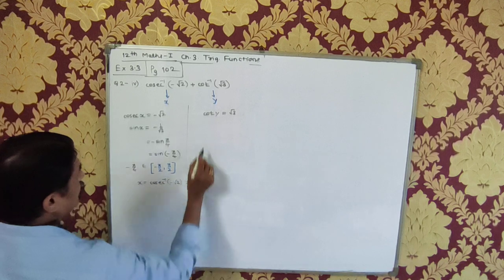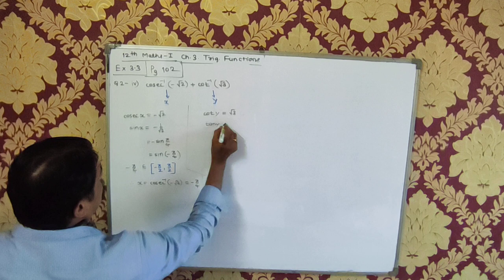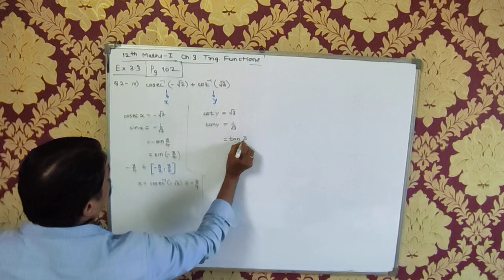Similarly, let me carry out this for cot y. What is tan y is equal to 1 upon root 3. That is equal to tan of pi by 6.